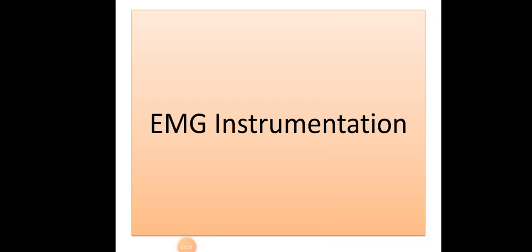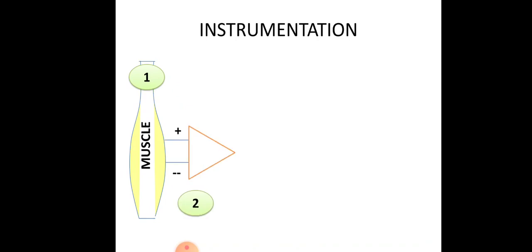Good morning, everyone. Today we'll be brushing up on EMG instrumentation. First, we already learned that muscle undergoes contraction, either voluntary or involuntary. That contraction is sensed by the electrodes. They pick up the myoelectric signals from the muscle through the electrode. They are passed to the amplifier where they get amplified.